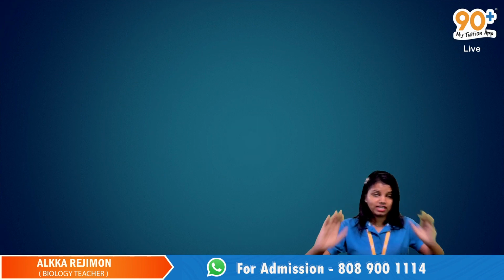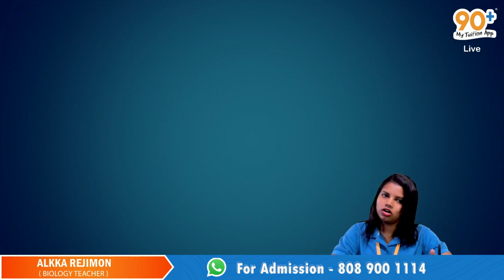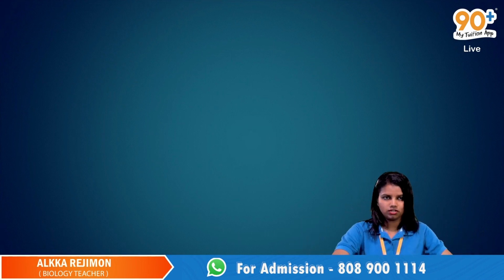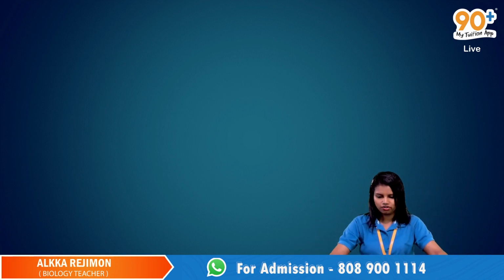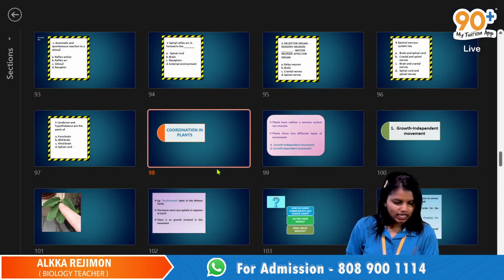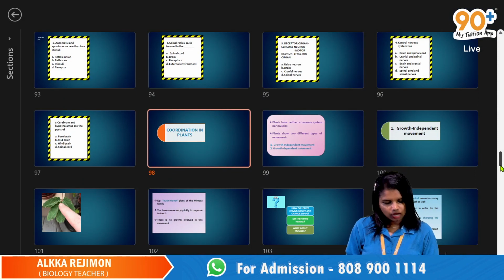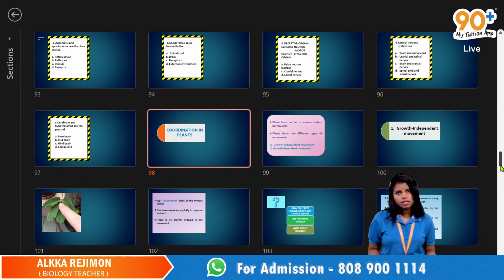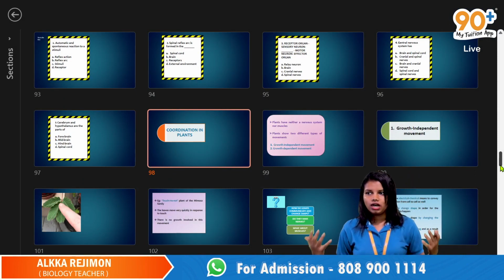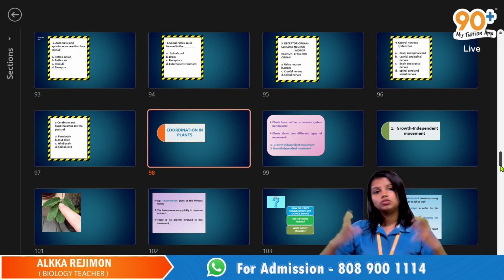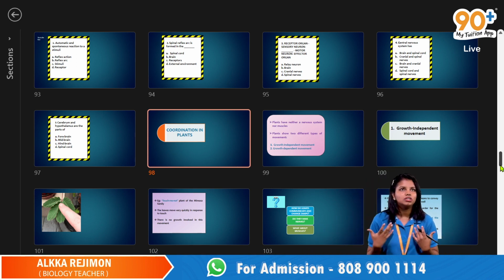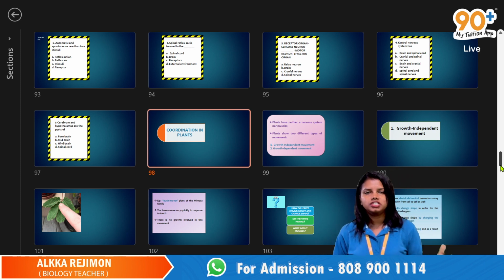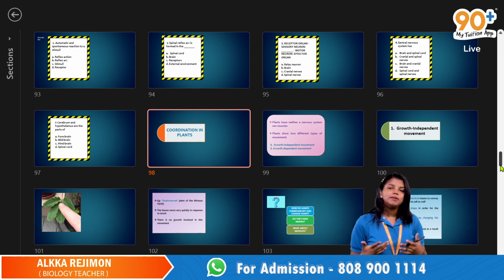This is one of the most important and weightage-holding parts in this chapter, control and coordination. So yes, that is pretty much about our animal nervous system, how an animal body is responding to the stimuli and how it is acting when an emergency situation is happening and everything. And now we need to discuss what is happening in the plant body.